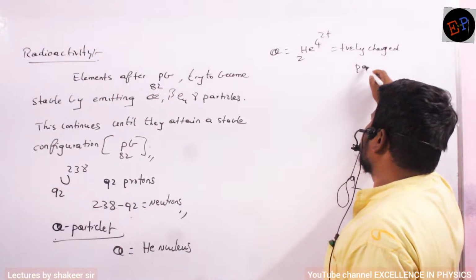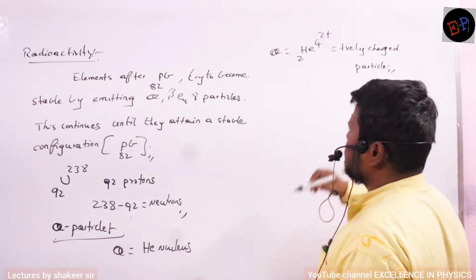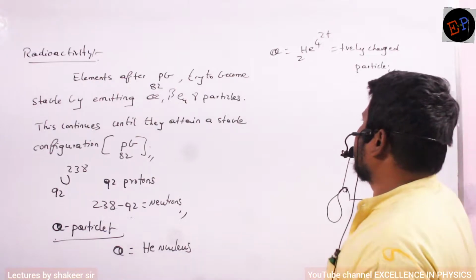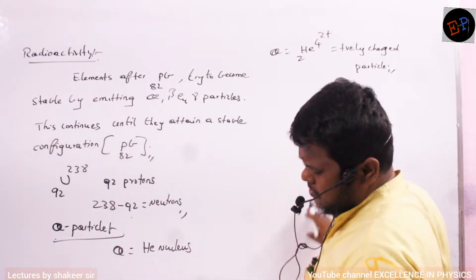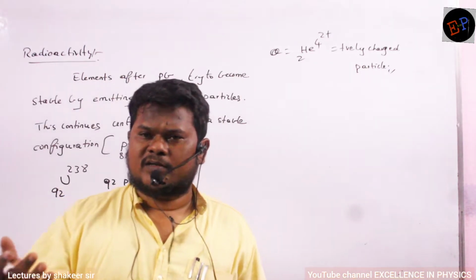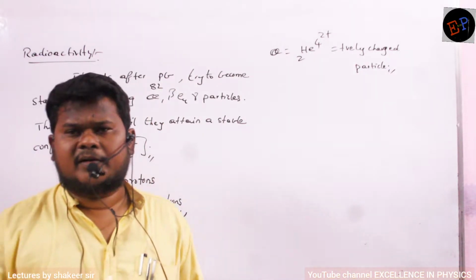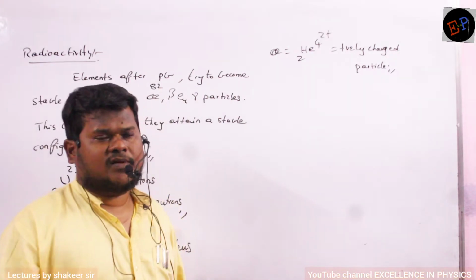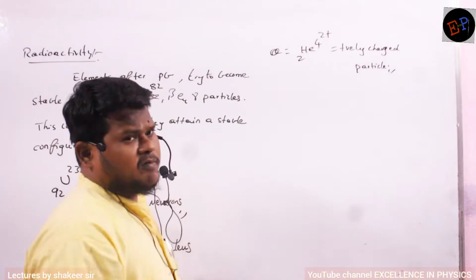So what kind of particle is this? This is a positively charged particle. Alpha particle is a positively charged particle. So if it is a charged particle, then definitely it will be deflected by electric field and also by magnetic field. We know that charged particles are deflected by electric field as well as magnetic field. That we will discuss later.